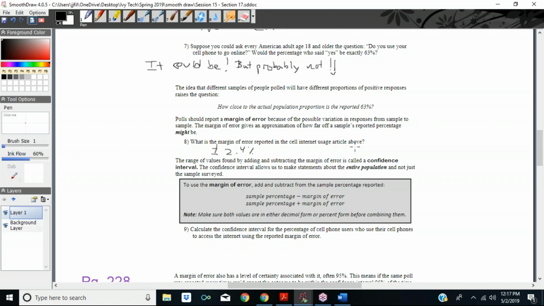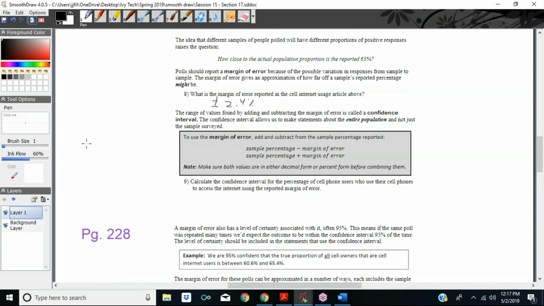So for us, we're going to calculate the confidence interval. We're going to do 63 plus 2.4 and 63 minus 2.4, and we'll get those percentages. So the first one looks like 60.6% to 65.4%.